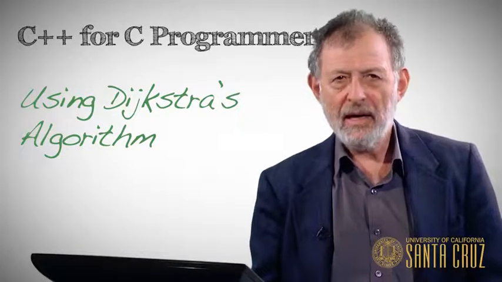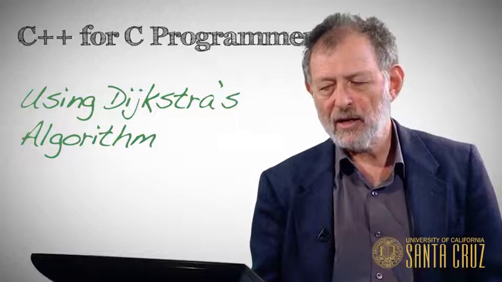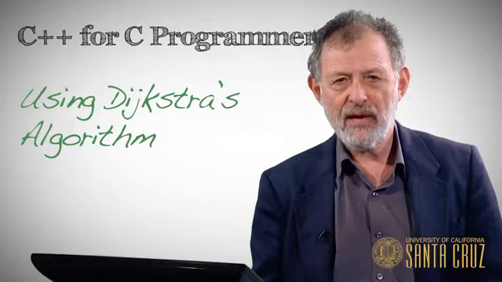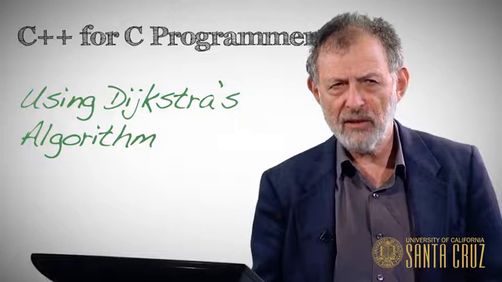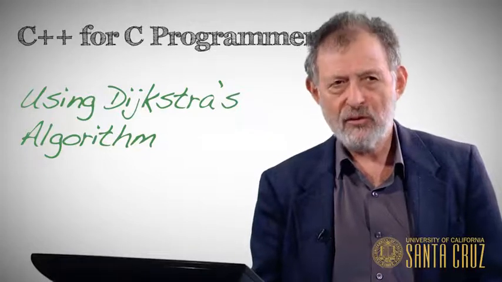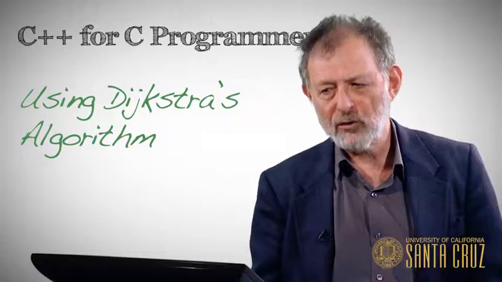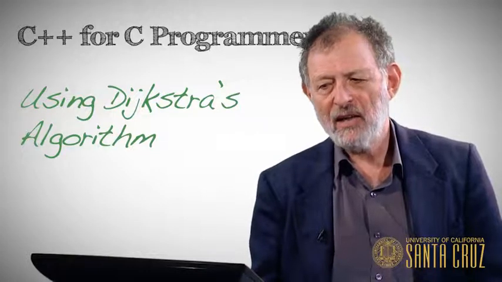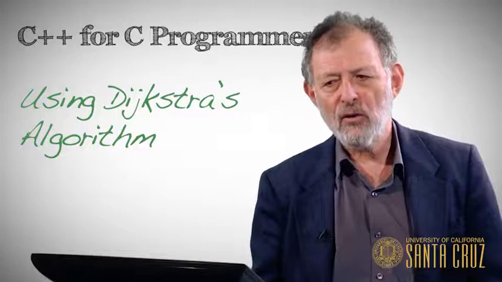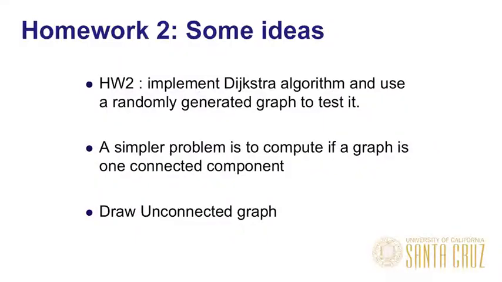One of the classic algorithms in computational graph theory was invented by the very famous Dutch mathematician and computer scientist, Dijkstra. So we're going to see how to use Dijkstra's algorithm, and your homework is going to be to implement Dijkstra's algorithm and use it on a randomly generated graph, which you'll also have to implement.